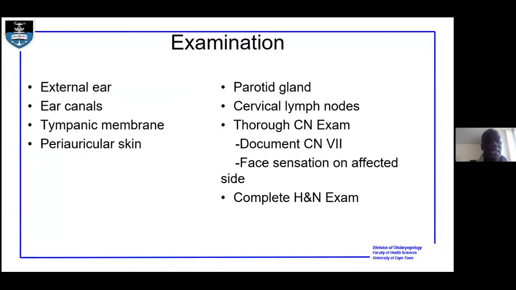One has to do a thorough examination of the external ear, including the ear canals, the tympanic membrane, and the periauricular skin, and also the parotid gland and cervical lymph nodes, and a thorough cranial nerve exam. And the cranial nerve function should be documented, because if the patient is going to go subsequently to theater, it's important to know what the facial nerve function was before. And also, one has to test the facial sensation on the affected side due to lower cranial nerve involvement. And a complete head and neck exam should be done.